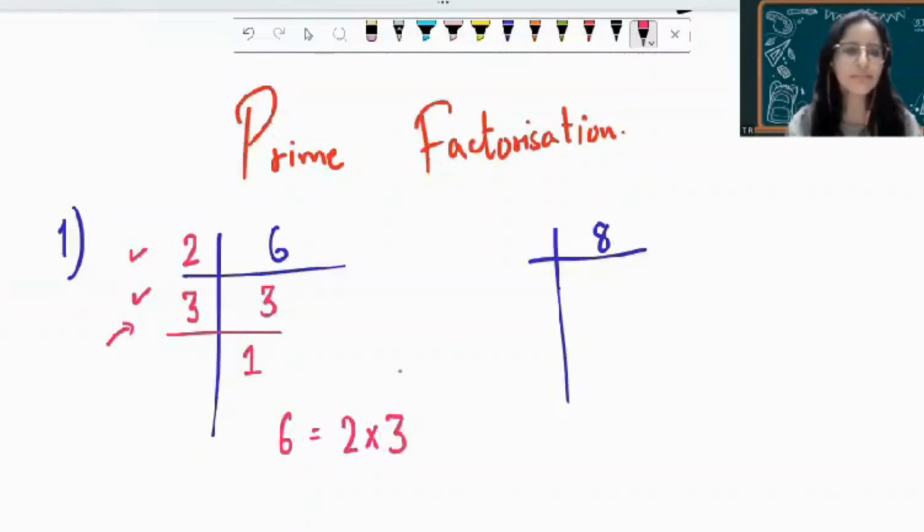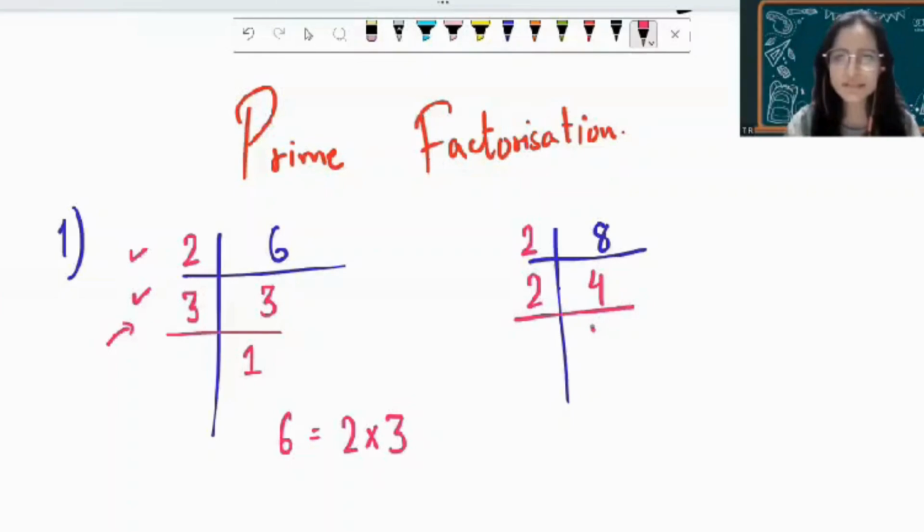Now let's do the same thing with the other number. The smallest number which is going to divide 8 is 2. It is going to give us an answer as 4. And the smallest number which is going to divide 4, again, is 2, right?